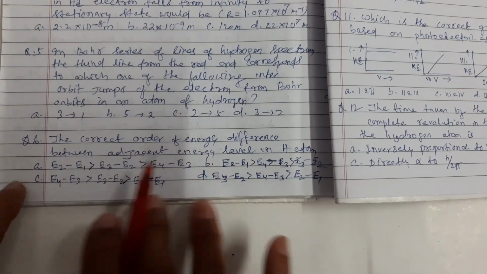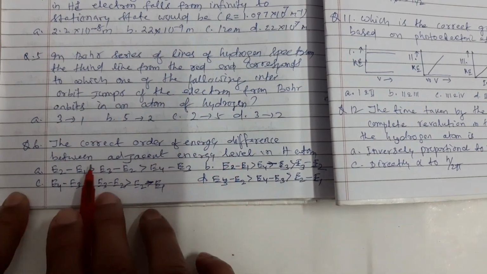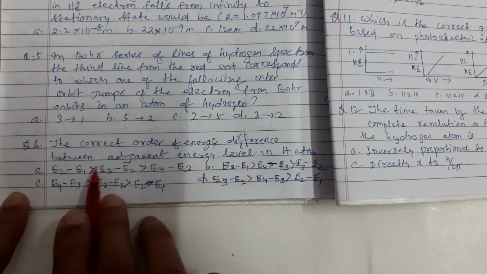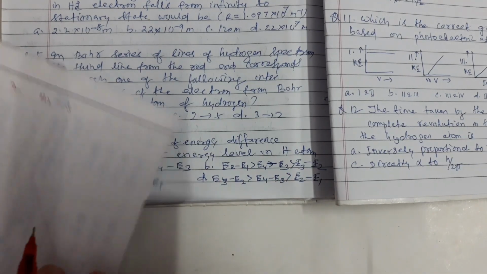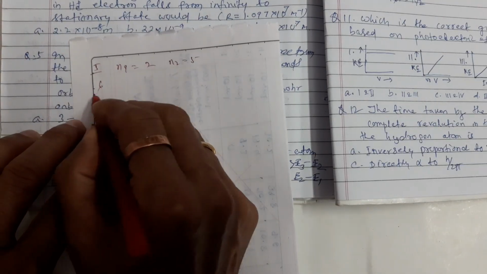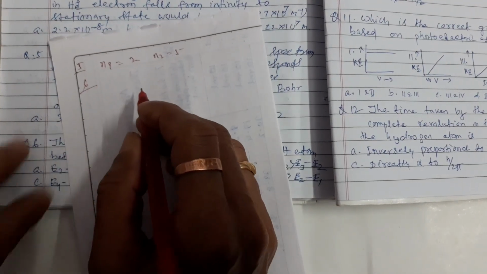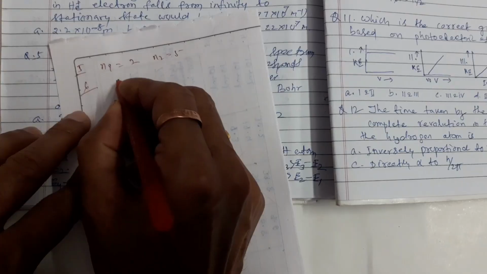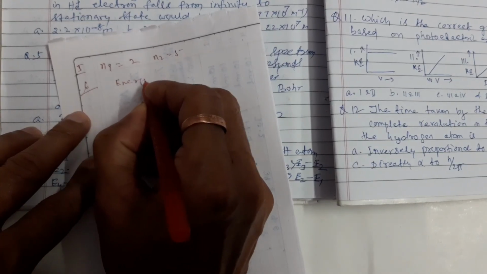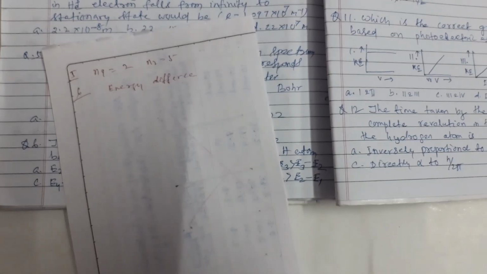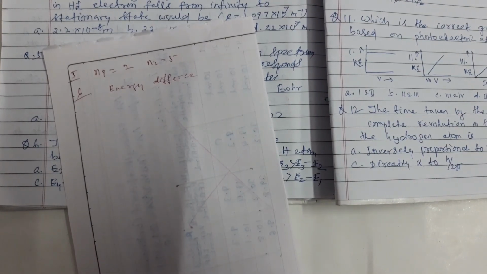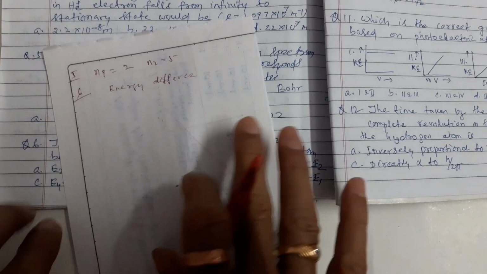Next, question number 6: the correct order of energy difference between adjacent energy levels in the hydrogen atom is what? You see, what is given? Energy difference. So when energy difference is considered, what is happening?